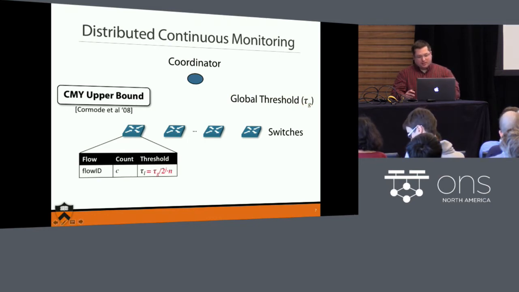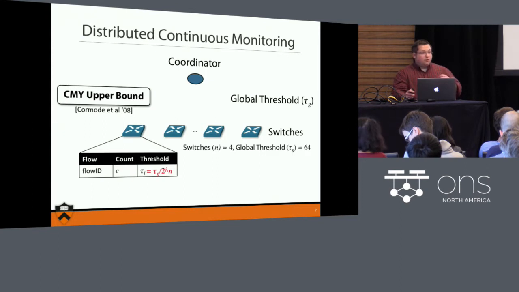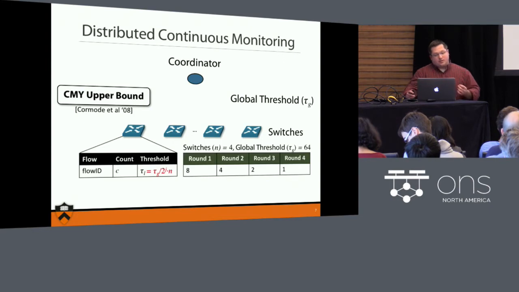And in this technique, we proceed with a fixed series of rounds. And in each round, the local threshold is set as a function of the global threshold divided by the number of sites and the current round. So if we consider a case where there are 4 total switches and a global threshold of 64, this would result in 4 rounds with each of the local thresholds in the round shown in this table. So the way this would work is in the first round, all local thresholds are set to 8.